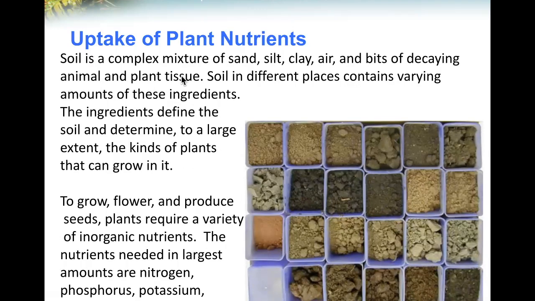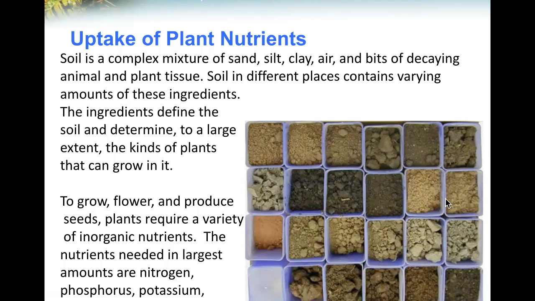Soil is a complex mixture of sand, silt, clay, air, and bits of decaying animal and plant tissue. Soil in different places contains varying amounts of these ingredients. The ingredients define the soil and determine, to a large extent, the kinds of plants that grow in it. To grow, flower, and produce seeds, plants require a variety of inorganic materials, nutrients. The nutrients needed in the largest amounts are nitrogen, phosphorus, potassium, magnesium, and calcium.